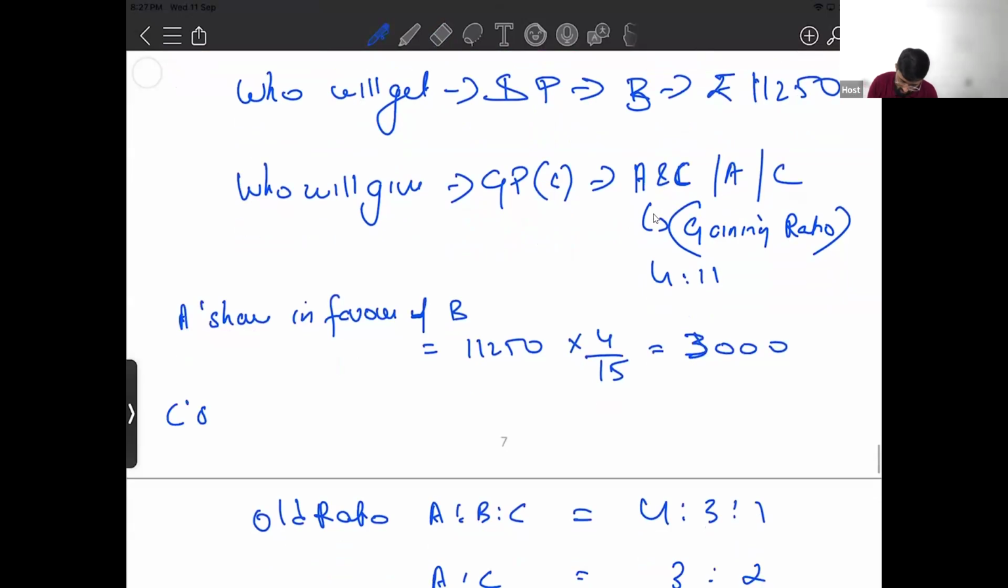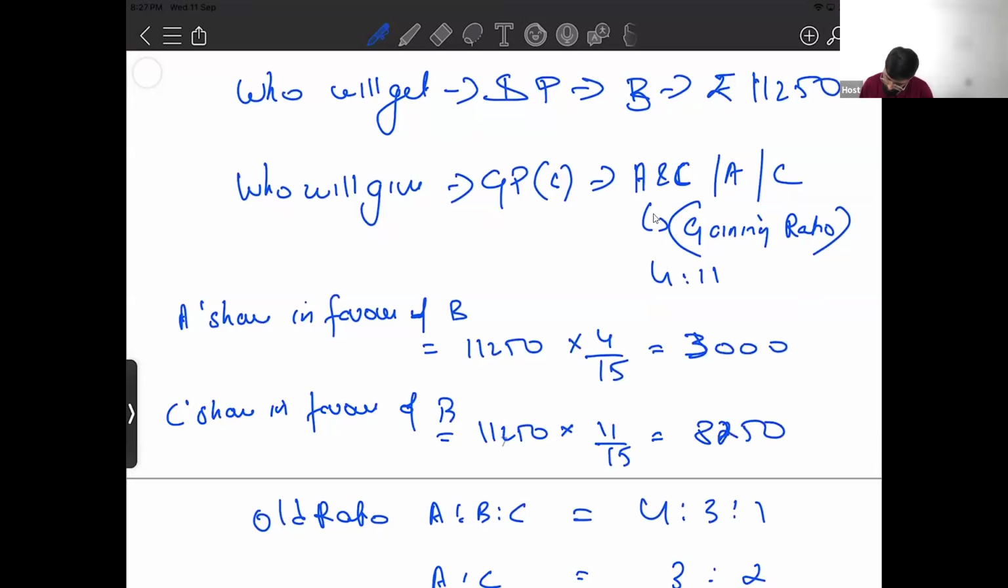John, C share in favor of B. So 11250 into 11 by 15. So 8250.